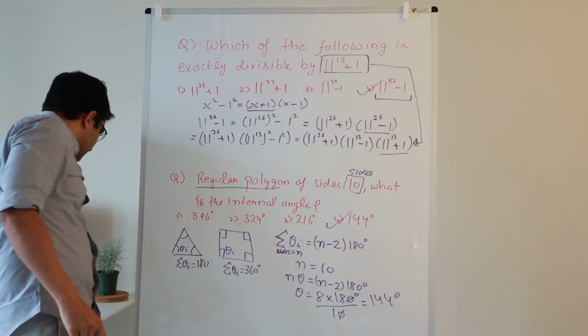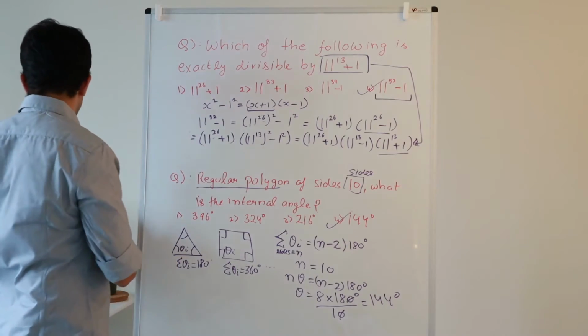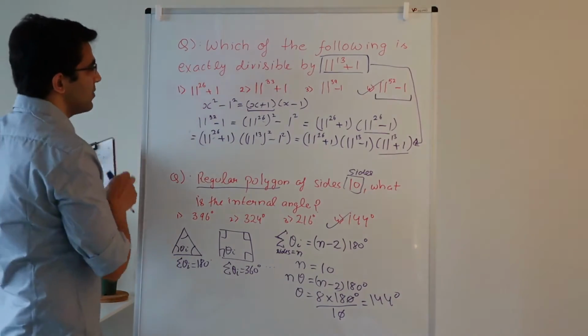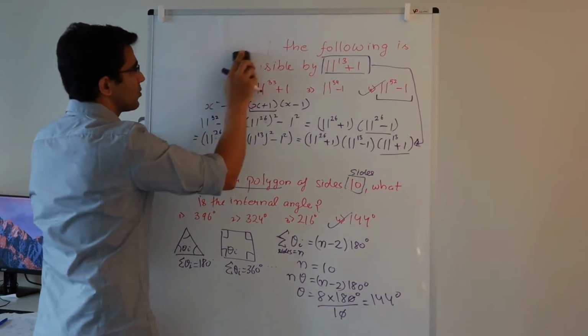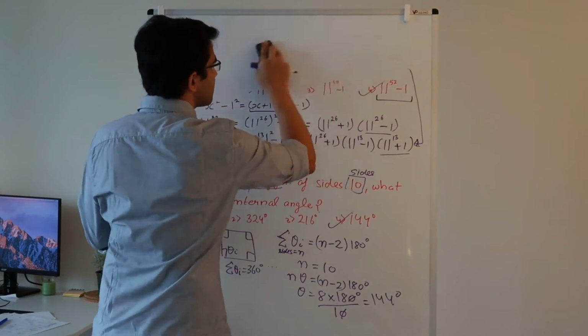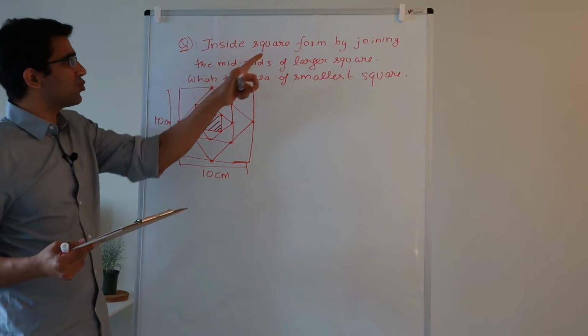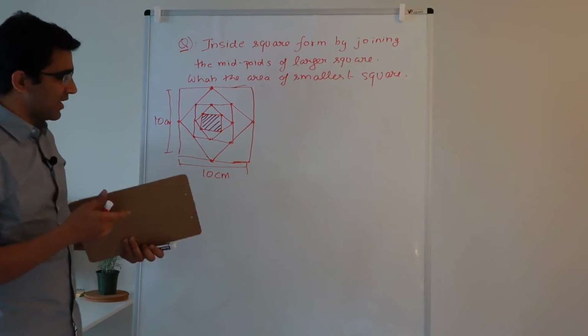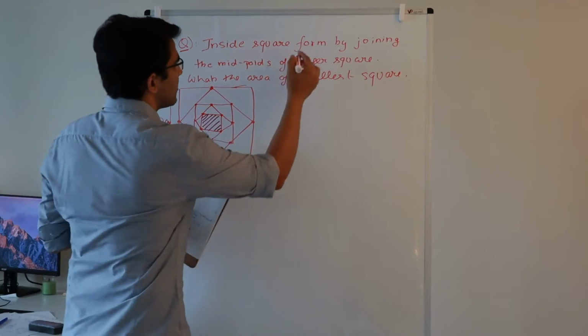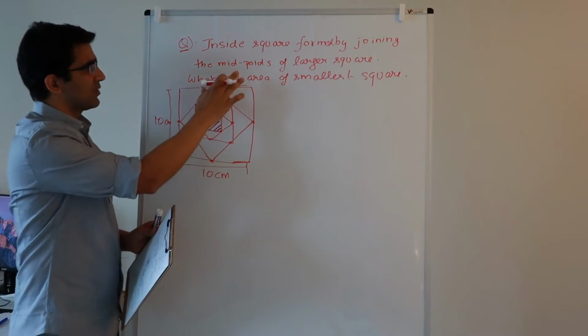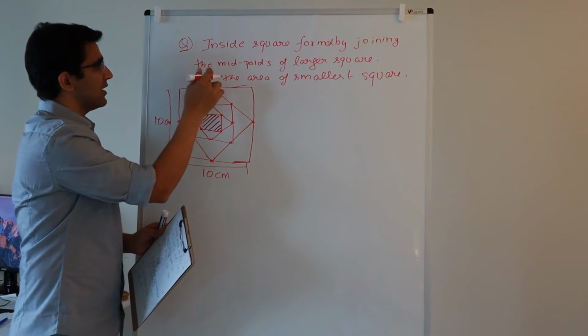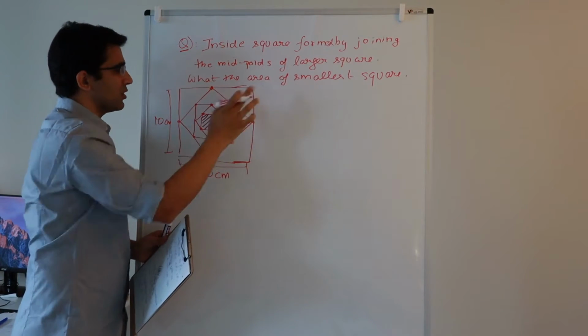Okay, so now you have few more questions. So 2 more questions from this part which appeared. Okay, so we have solved these ones. So the 2 other questions which appeared. So the question again says, the inside square is formed by joining the midpoints of the larger square. What is the area of the smaller square?